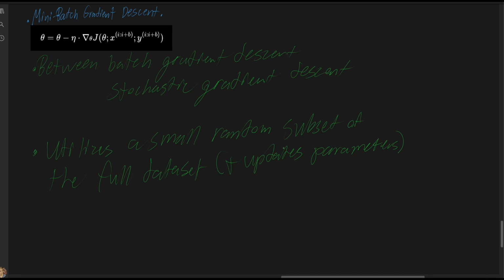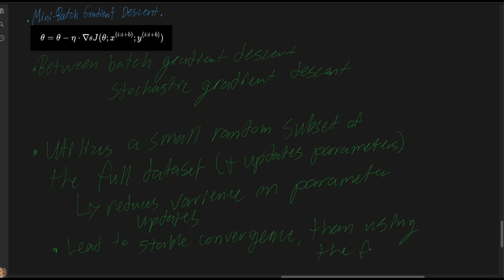This combines the advantages of both stochastic gradient descent and batch gradient descent by reducing the variance of the parameter updates, leading to more stable convergence, and by being more computationally efficient than using the full data set.